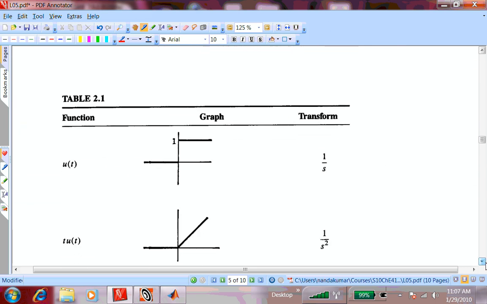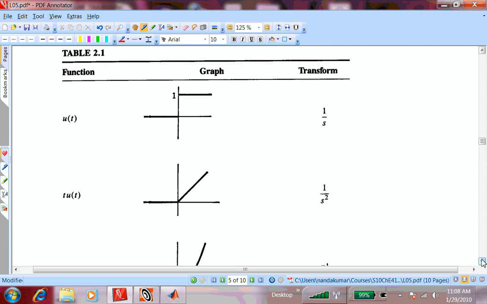That's all I'm going to show you. Then I'm going to present you with a table, and the table contains most of the commonly used Laplace transforms. These days, you don't even need the table if you have MATLAB. Next, I'm going to show you how MATLAB does Laplace transform and inverse Laplace transform. That makes the problem even easier, okay?